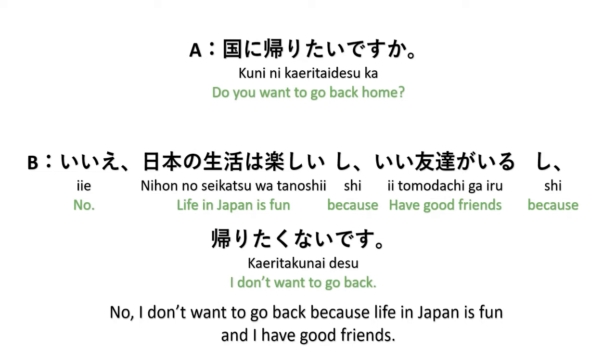Iie nihon no seikatsu wa tanoshii shi. Ii tomodachi ga iru shi. Kaeritaku nai desu. As you can see, before the connector shi, the predicate is in the casual form. So it's tanoshii instead of tanoshii desu. But of course we can use desu and it is more polite.